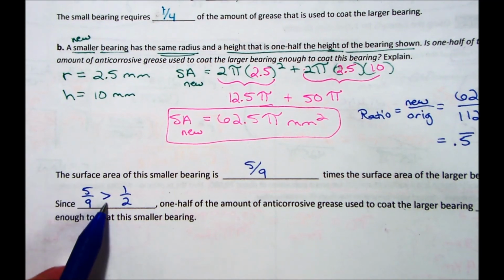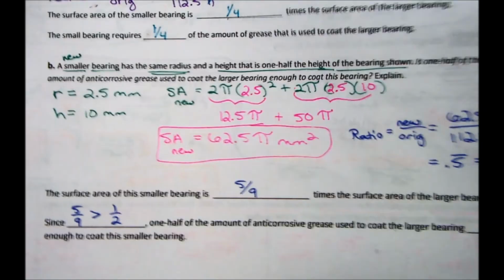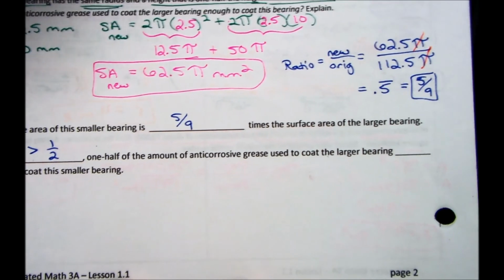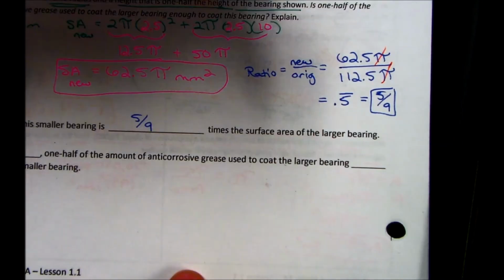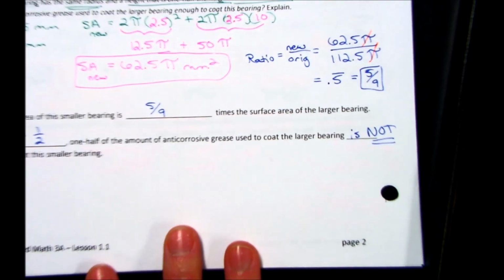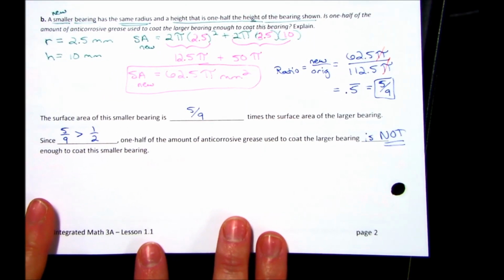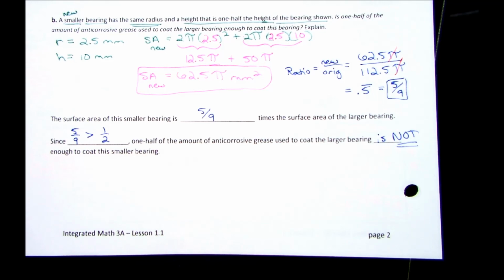So since 5/9 is greater than 1/2, 1/2 of the amount of anti-corrosive grease used to coat the larger bearing is not enough to coat the smaller bearing. And that's the end of lesson 1.1.